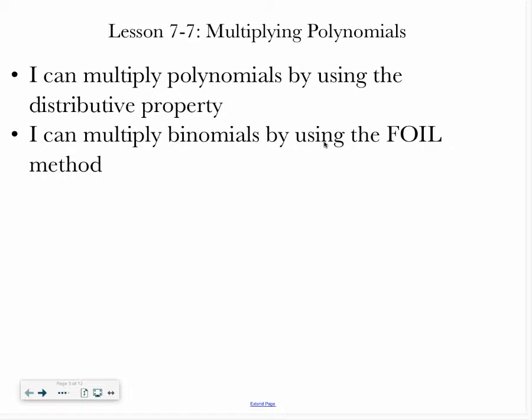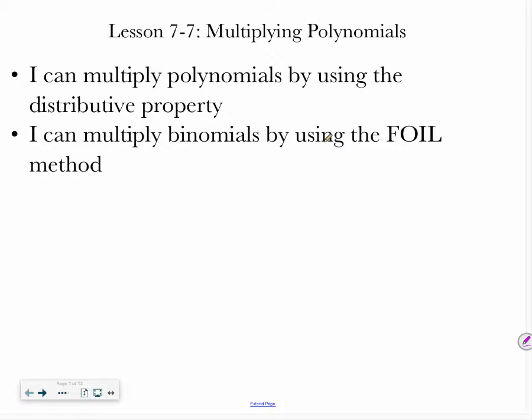Hey class, welcome to lesson 7.7, which is all about multiplying polynomials. By the end of this lesson, you should be able to multiply polynomials by using the distributive property, and you should be able to multiply binomials by using the FOIL method.